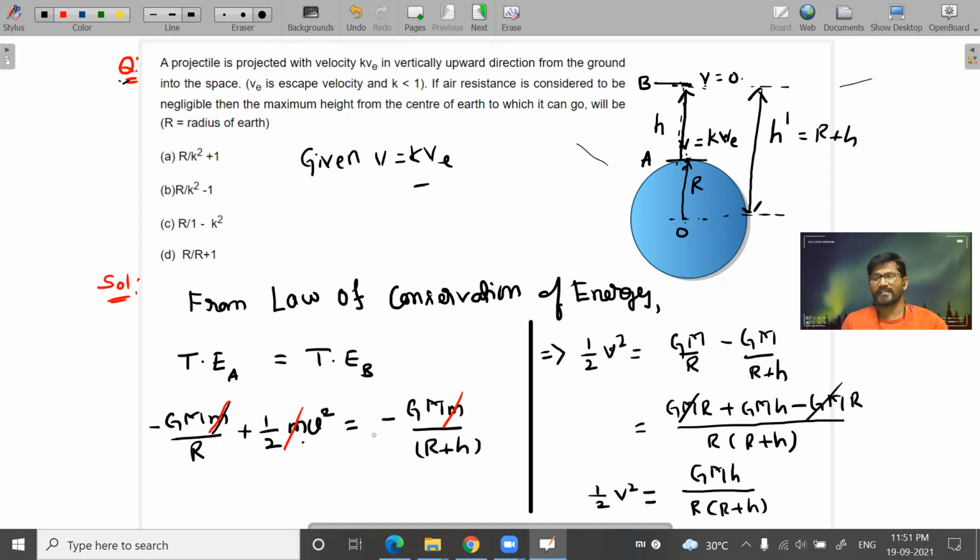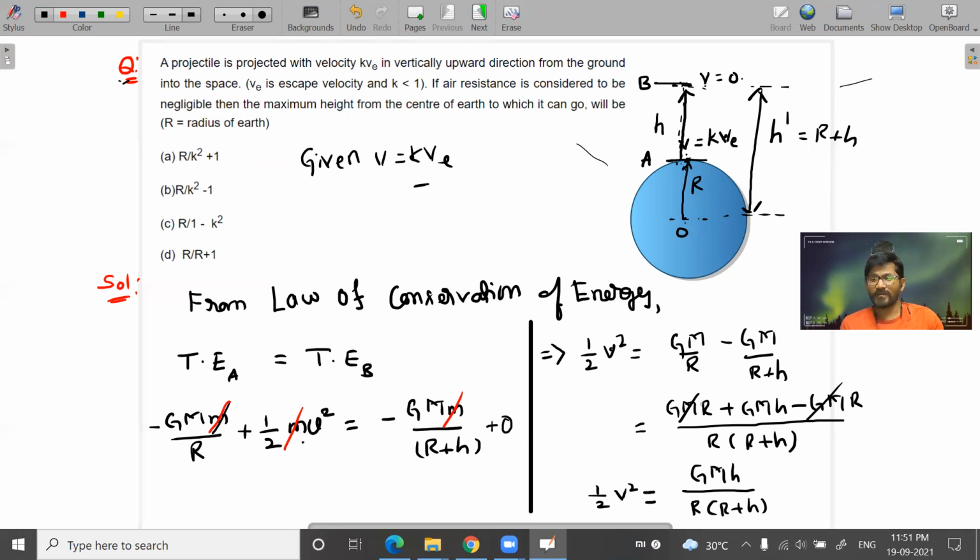That is equal to the total energy at point B, our maximum height point. As velocity becomes 0, kinetic energy will become 0. So as kinetic energy is 0, the total energy is nothing but only potential energy. So it is minus G M m by R plus H. By simplifying this, as small m gets cancelled, we get half v square equal to G M by R minus G M by R plus H.